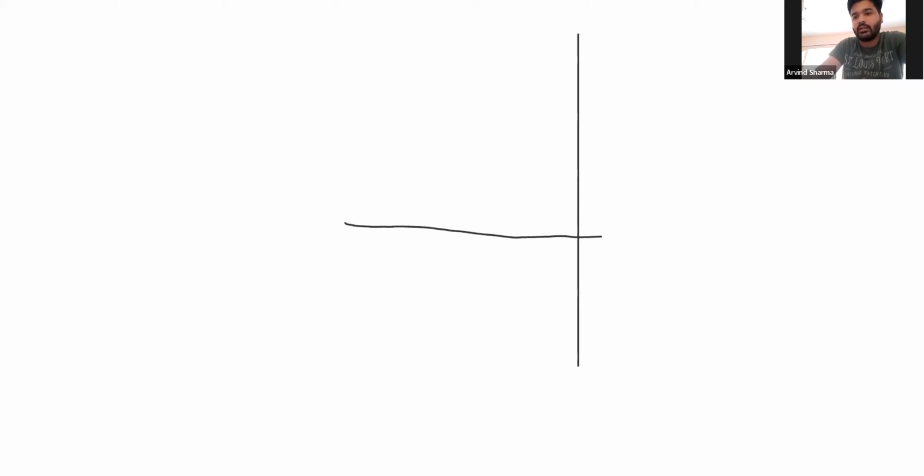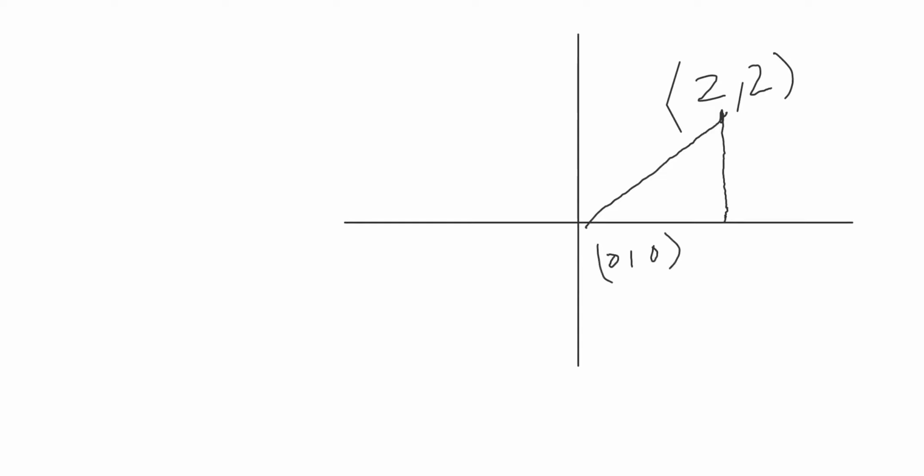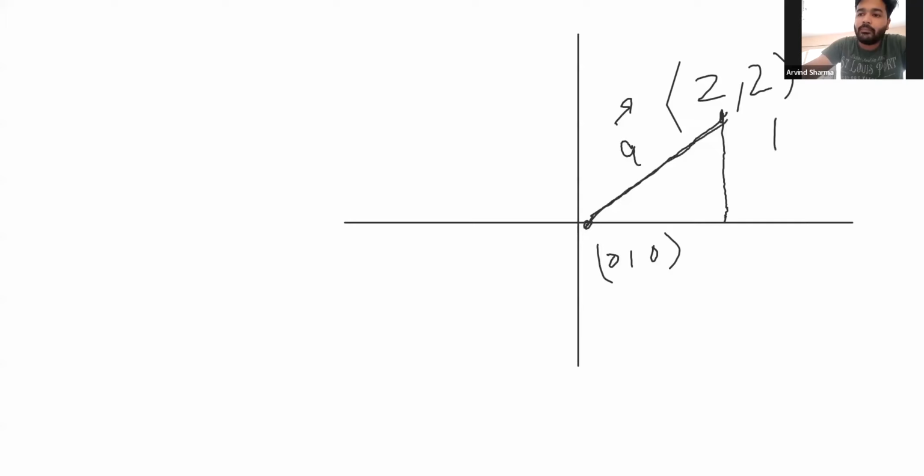A quadrant is given to you like this, and a point 2 comma 2 is given to you here. This is the point, this is the y-axis, and this is the distance, and this is the origin 0, 0. What is the magnitude? Basically, magnitude is the distance from O to this point P. Now, to find this distance, we have to apply the distance formula.